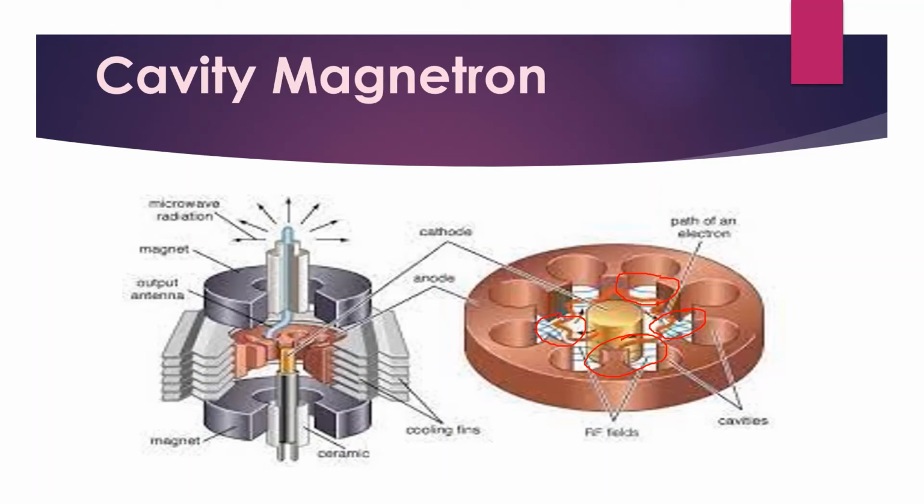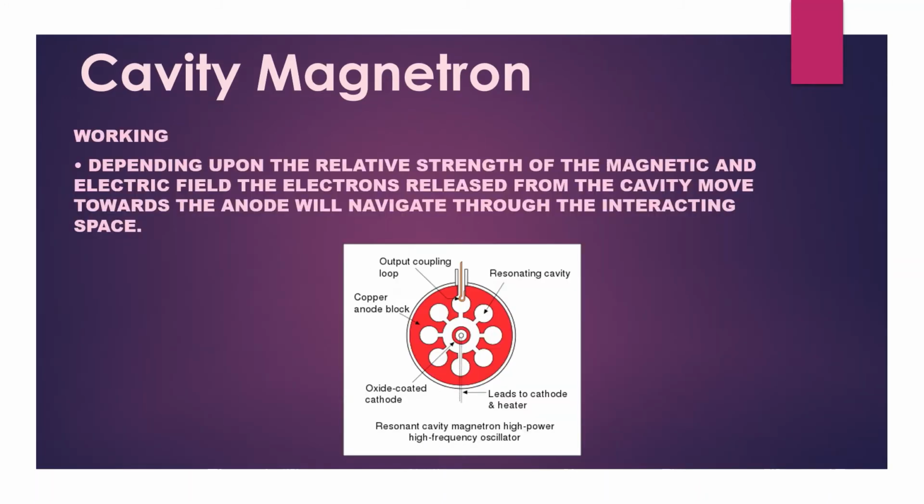Okay, so we can understand the operation of the cavity magnetron with reference to three cases: when only electric field is applied, when both electric and magnetic field are applied, and when only magnetic field is applied. So that is what we will try to understand in the next slides. Now, working of the cavity magnetron.